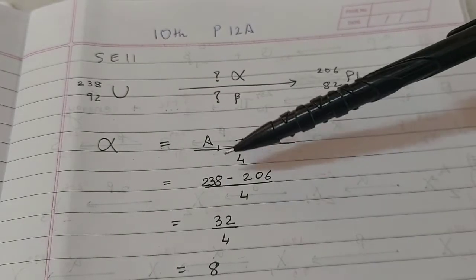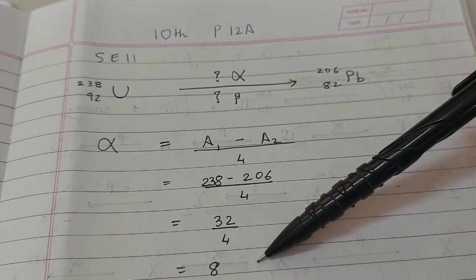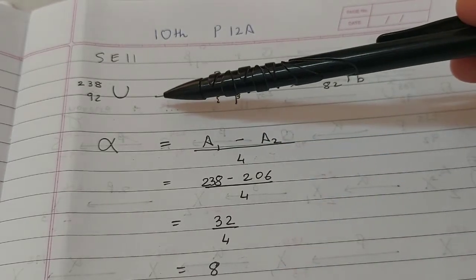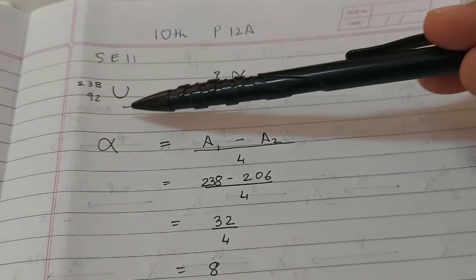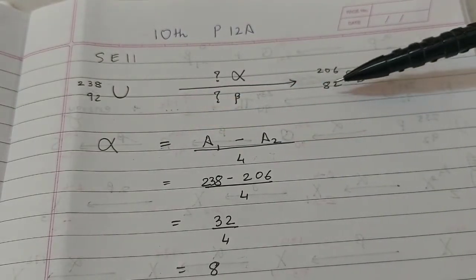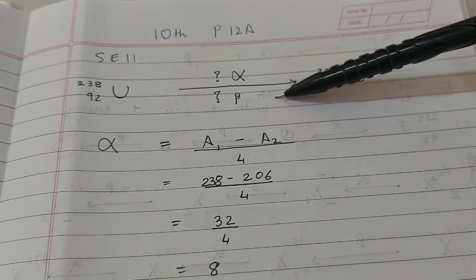For one alpha particle, the atomic number decreases by 2. So for 8 alpha particles, the atomic number should decrease by 16. But we see that the atomic number has decreased only by 10. That means some beta particles were also released.